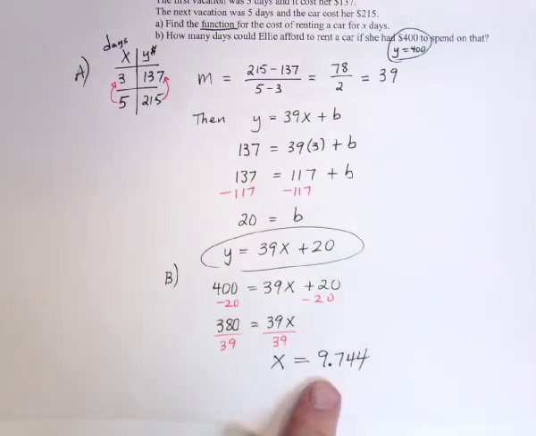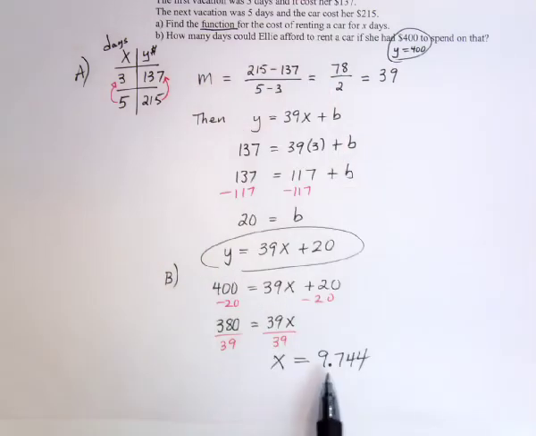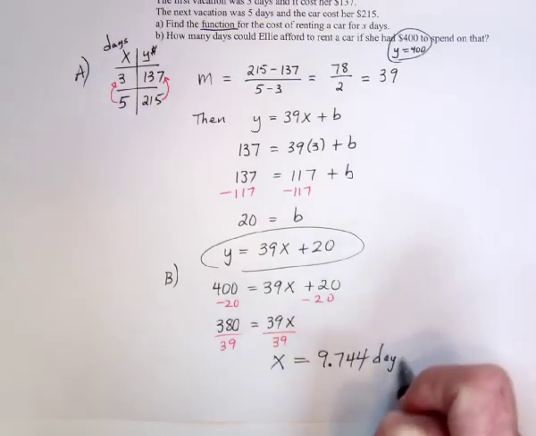So now, how many days could she afford to rent the car if she had $400? Well, I don't know if the rental company accepts fractions of days, but it's either you round it to 9 days, because it's not made it to 10 days. She doesn't have enough money for 10. Or you just leave it at this, at basically 9 3/4 days. Depends on how accurate you want to be.